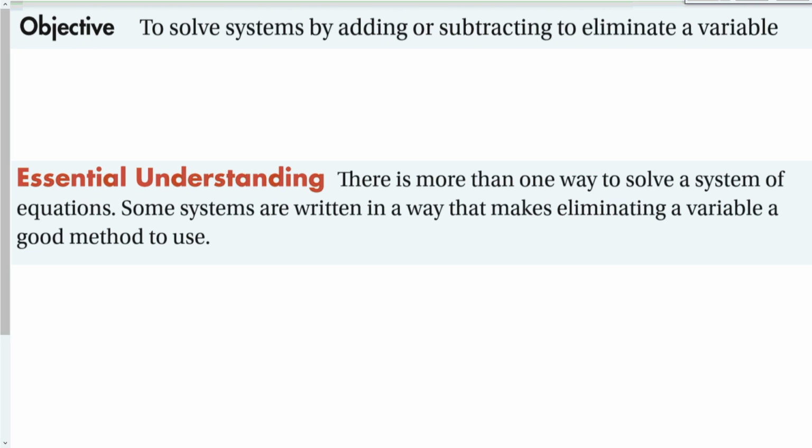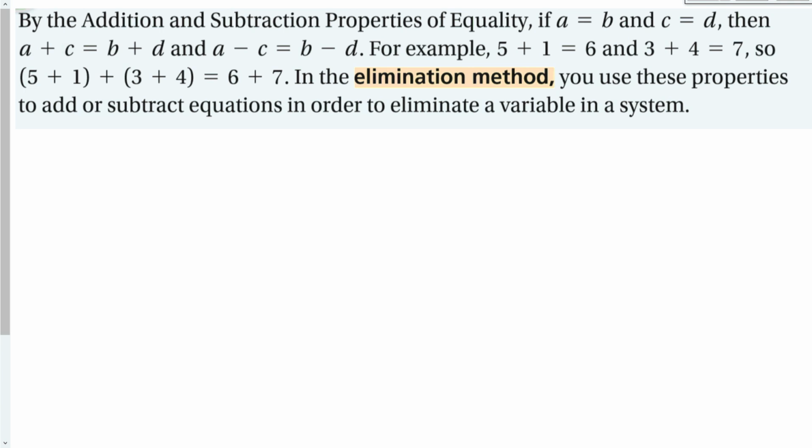So in the previous section, we looked at solving a system with substitution. This time, we are going to use the addition and subtraction properties of equality, because if A is equal to B and C is equal to D, we have two equations, both of which are true. So because A is equal to B and C is equal to D, let's put this over here. C is equal to D.